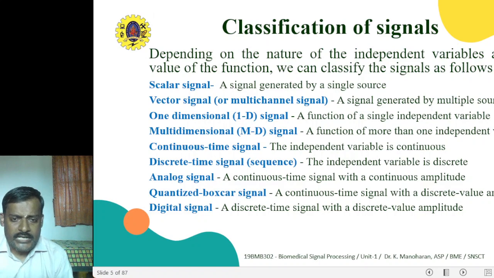Analog signal: a continuous time signal with continuous amplitude is called an analog signal. Quantized boxcar signal: a continuous time signal with discrete values of amplitude is called a quantized boxcar signal. Digital signal: a discrete time signal with discrete values of amplitude is called a digital signal.